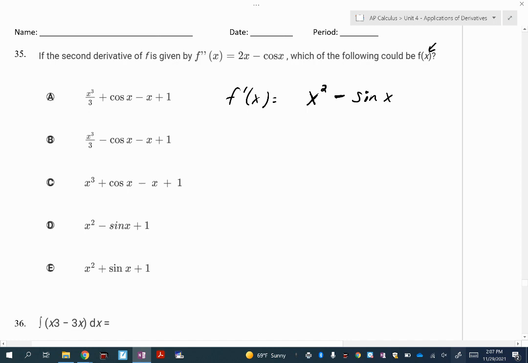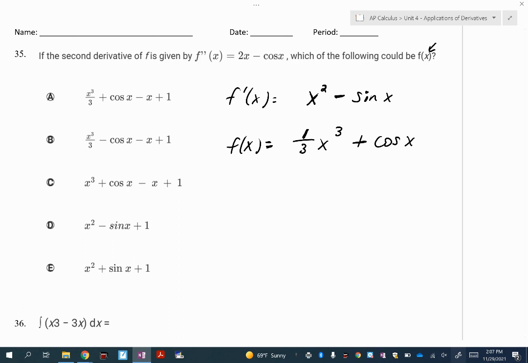That's not the answer, right? Because ultimately that's the first derivative, and I want the original function. So I got to back it up again. So 1/3 x cubed, right? Because 3 times 1/3 is 1, x squared. The derivative of cosine is negative sine, so this is actually going to be plus. So I know my answer has to include this, all right?